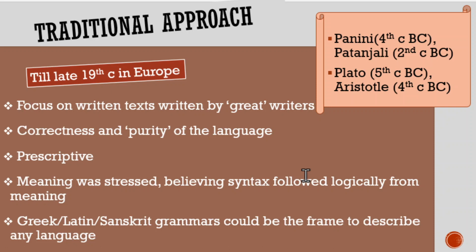Meaning was given a lot of importance in the traditional approach, believing that syntax or grammar followed logically from meaning. And just as in India, many languages, including Malayalam, adopted grammatical conventions of Sanskrit, in European linguistic tradition also, it was believed that within Greek and Latin framework, any language can be fixed. And in the 18th and 19th centuries, when a grammar was trying to be created for English language, it was a Latin frame that was used. And it had all the qualities that we discussed so far.